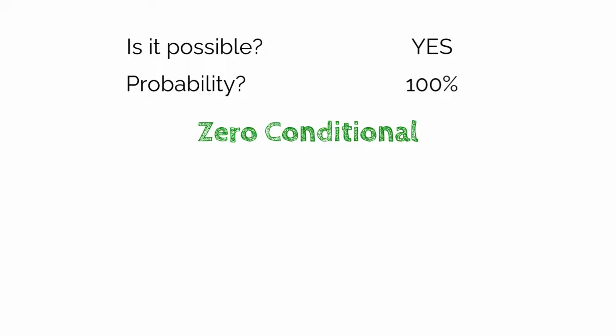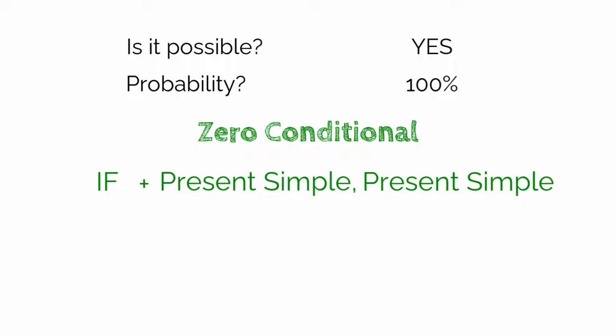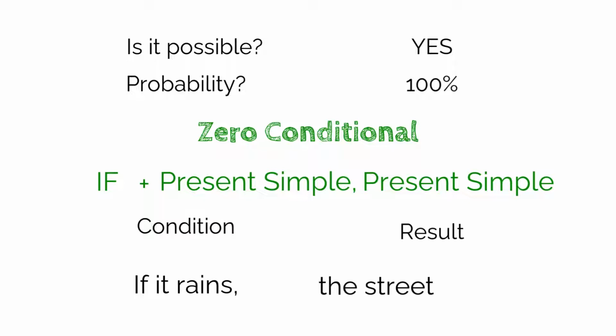We will start asking ourselves, is the condition possible? If the answer is yes, then we'll ask, what is the probability of this happening? If the probability is 100%, we are talking about something that is always true. Then we use the zero conditional. The structure is if plus present simple, comma, present simple. Condition: if it rains. Result: the street gets wet.